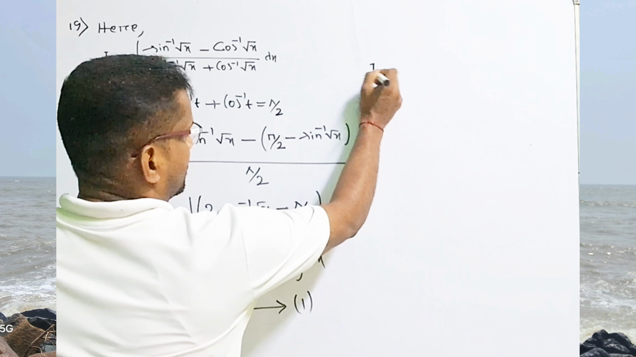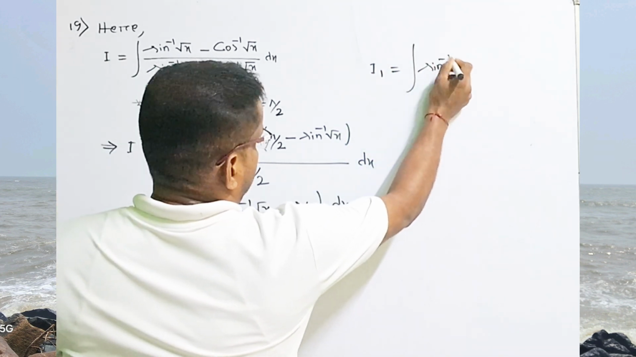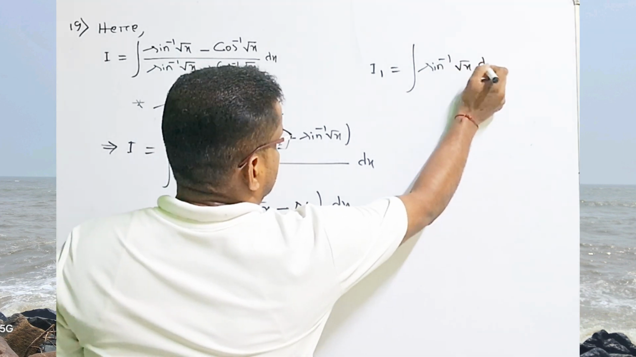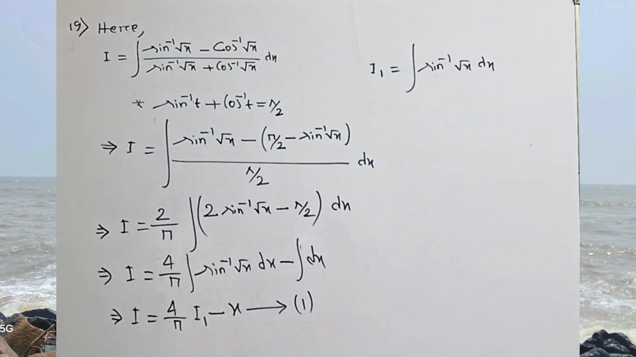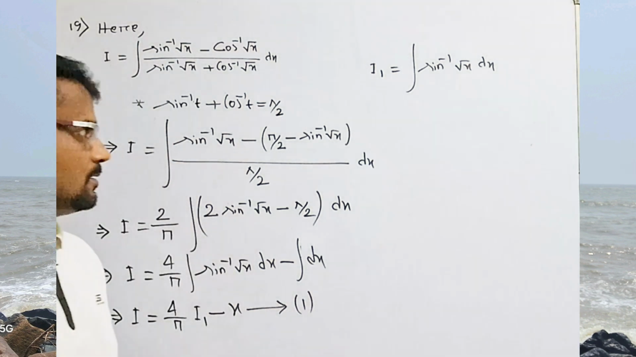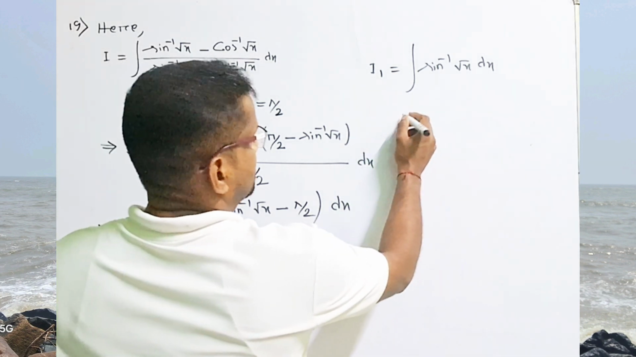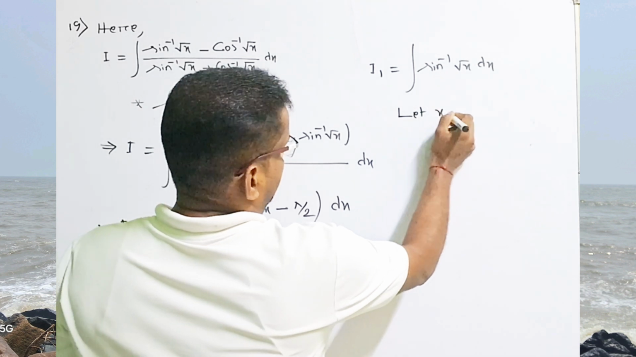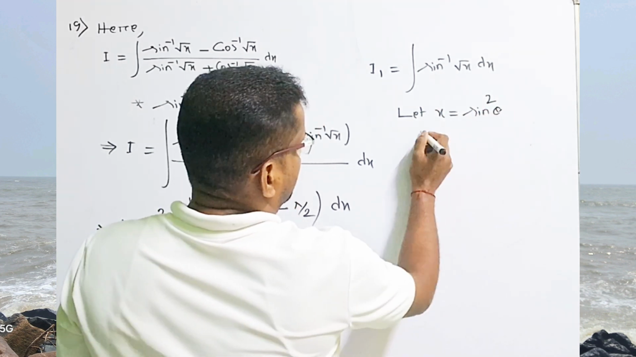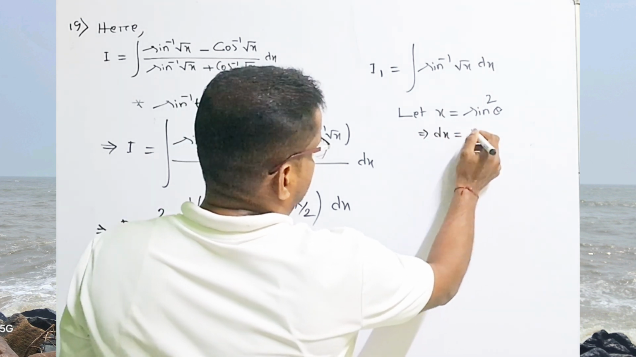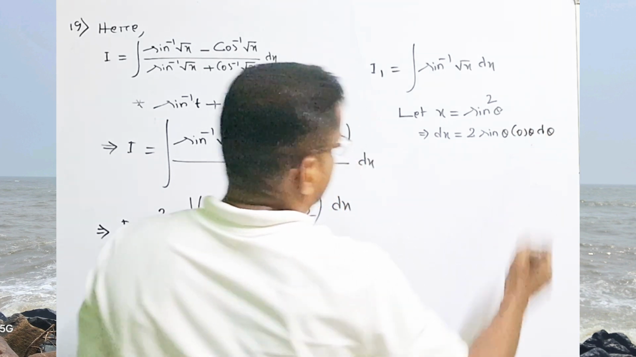So now what is your I1? I1 is the integration of sin inverse root x dx. Now you have to think about how to find this. How to find this? Using the substitution method. So what to substitute? See, let x equal sine square theta. Then this will give you dx equals twice sine theta cos theta d theta.